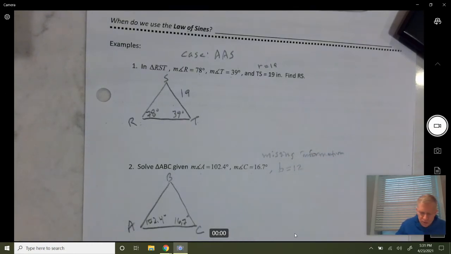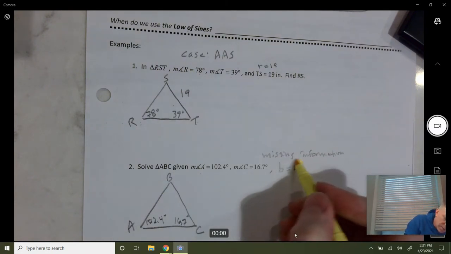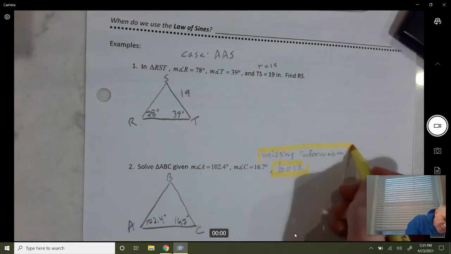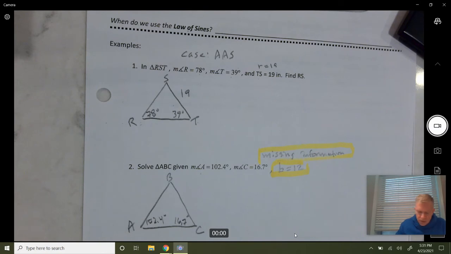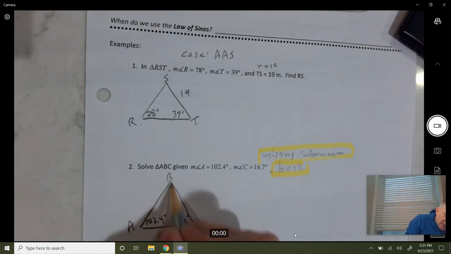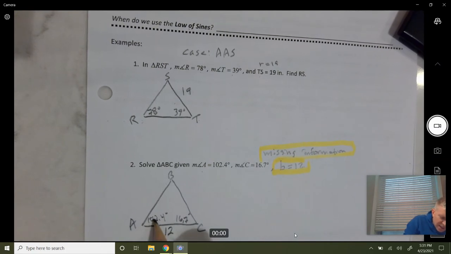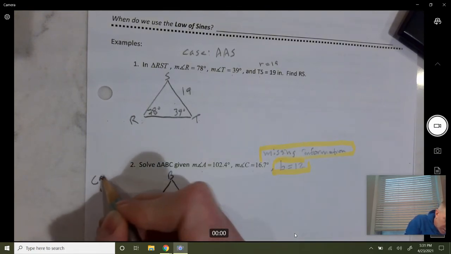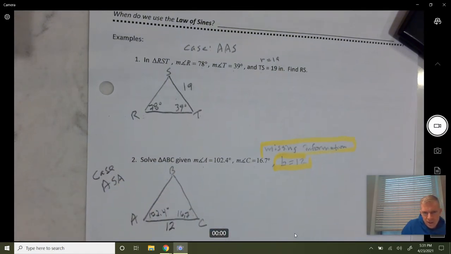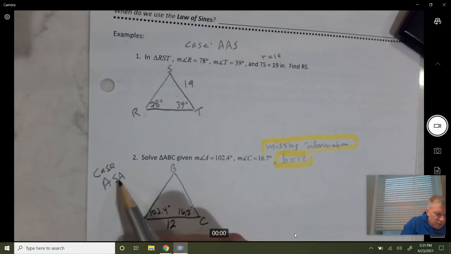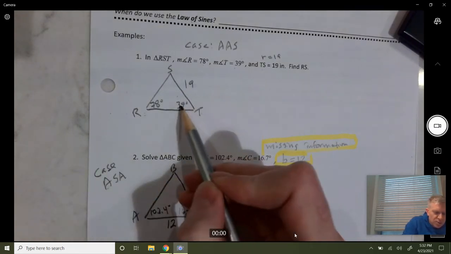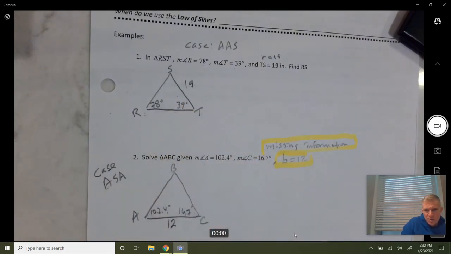So without this video, you would not be able to do this problem, because we need this information. Little b is 12. Little b is the side across from angle B. So this is the case angle, side, angle. You have two angles, and then a side. In this one you have the side in between the two angles. In this one you have a side, but not the side in between the two angles.